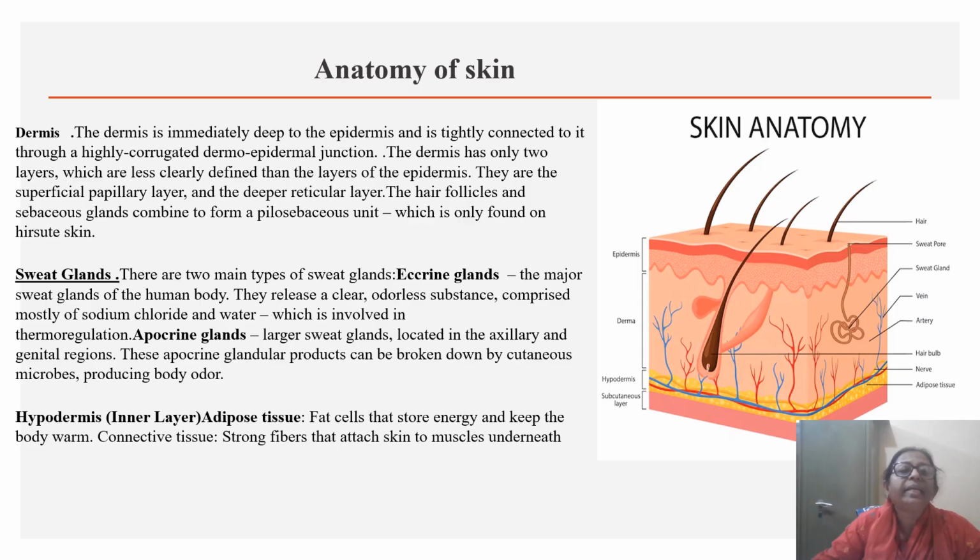The dermis is immediately deep to the epidermis and is highly connected to it through a highly corrugated epidermal junction. The dermis has only two layers mainly. These are the superficial papillary layer and the deeper reticular tissue. It has two main types of sweat glands, eccrine glands and apocrine glands. Then the hypodermis is the inner layer, that is adipose tissue, fat cells that store energy and keep the body warm.